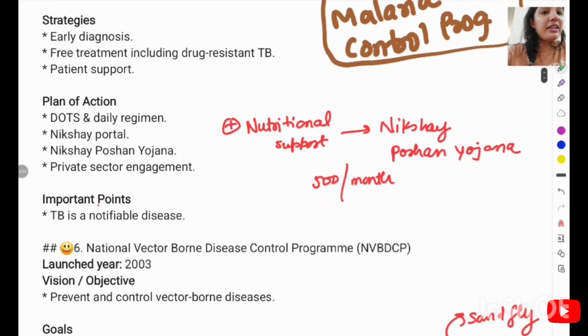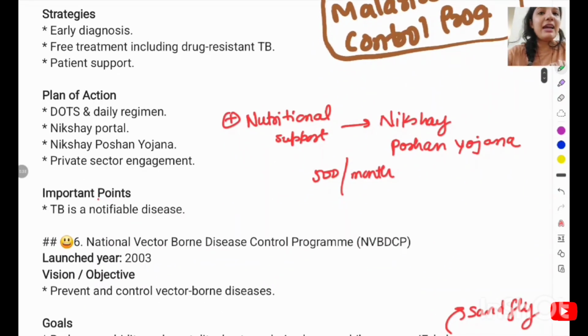Then what is the strategy we are going to use? First strategy is early diagnosis and free treatment including drug resistant TB, because it's a bacterial infection caused by Mycobacterium tuberculosis. So we have to give free treatment for those, and these are special bacteria. We can't treat them with a simple antibiotic. So 5 main drugs, rifampicin, ethambutol, and others are given, and along with that drug resistant TB is also addressed. Patient support is given. What is the plan of action?